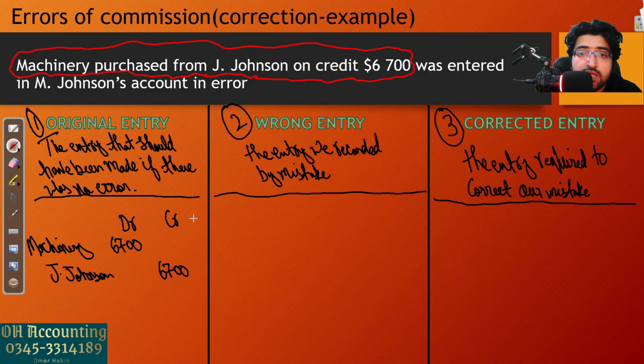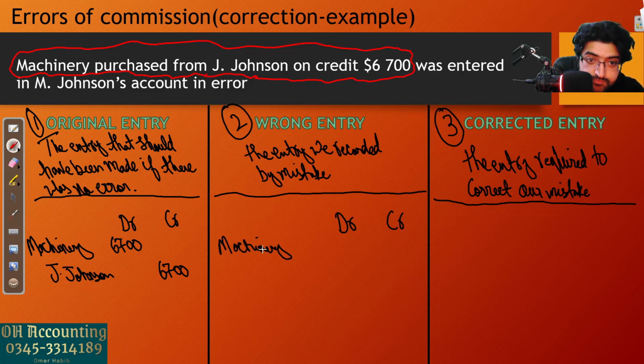हमने क्या गलत किया? What did we do wrong? Let's read this. Machinery purchased from J. Johnson on credit 6,700 was entered in M. Johnson's account in error. The name is similar. We messed this up. ठीक है? See, nothing is mentioned about making a mistake in the machinery account, as you can see. So it means that machinery was debited. Okay, you should have an idea of this. They're not telling you anything that machinery was entered wrongly or something like that. It means that machinery was recorded where it should have been recorded.